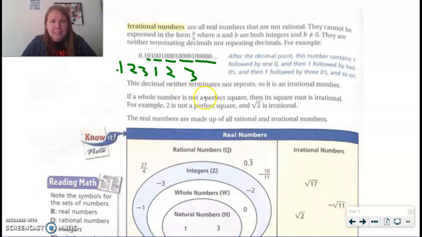If a whole number is not a perfect square, then its square root is irrational. So in the other part of this lesson, we talked about square roots. And I know, for example, that last one, we were talking about the square root of 19. Square root of 19 is not a perfect square. And so in that case, your square root is irrational. Or if you were to solve this, this is also an example of an irrational number. And they also give you the example of the square root of 2.